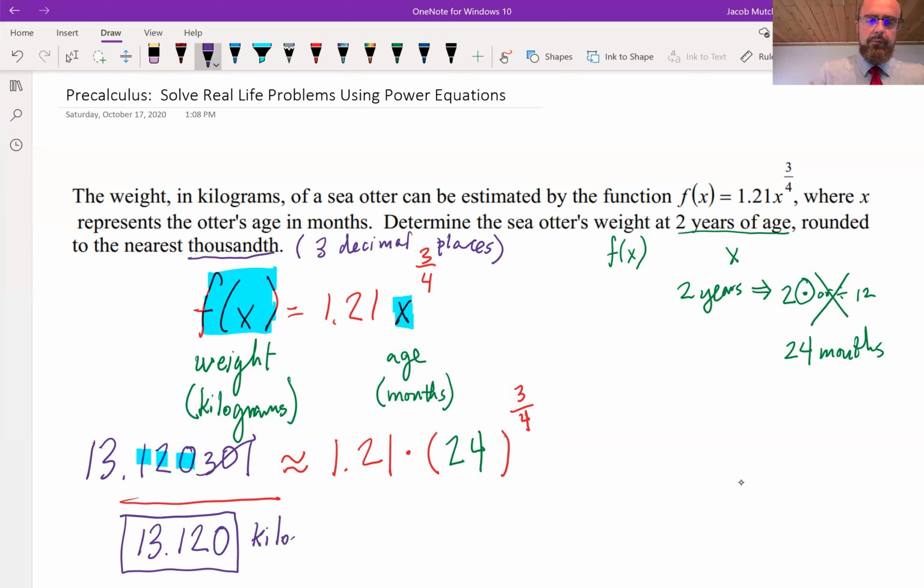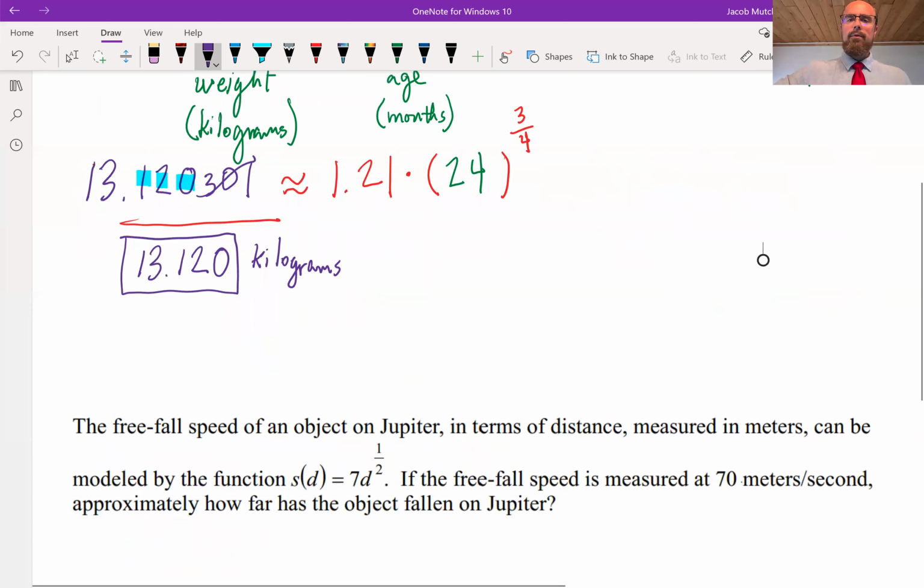So I want to be real careful here with how we're rounding, since we're told in the question, round to the nearest thousandth. So that's an example where we input a domain value and just evaluate to get a certain range value. Let's take a look at a different type example.